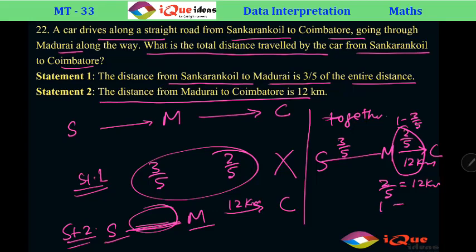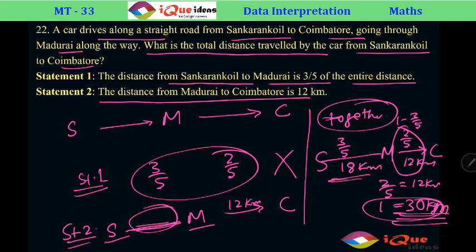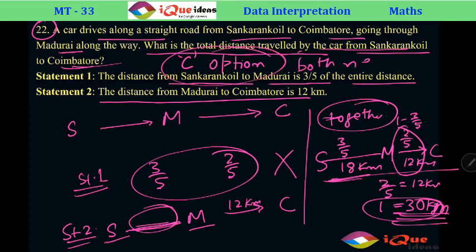So one fraction will be equal to 12 into 5 by 2, that is 30 kilometers. Right, we need to find the total distance, that is 30 kilometers is the total distance. We can also calculate 3 by 5, that will be 18 kilometers. So in any case, by combining both, we get the answer as 30 kilometers, the distance between Sankaran Koil and Coimbatore. That means the answer of question number 22 is C option. Why? Because we needed both statements together. So both needed, hence the answer is C option.